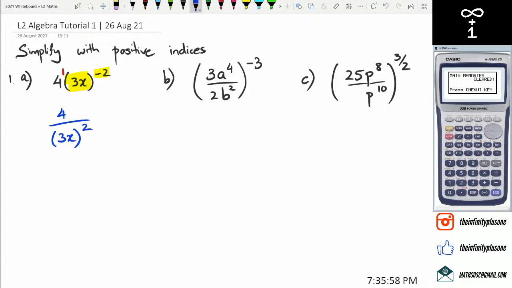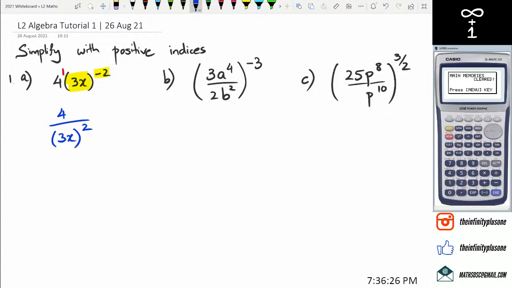All right, so that's the first step that you have to do. If you want to get rid of a negative in a power, you have to either bring it to the denominator, or if it's in the denominator, bring it to the numerator. So basically, when you switch from the top to the bottom of the fraction, the power sign actually changes. So now that we've done that, our next step is to do 3x squared.